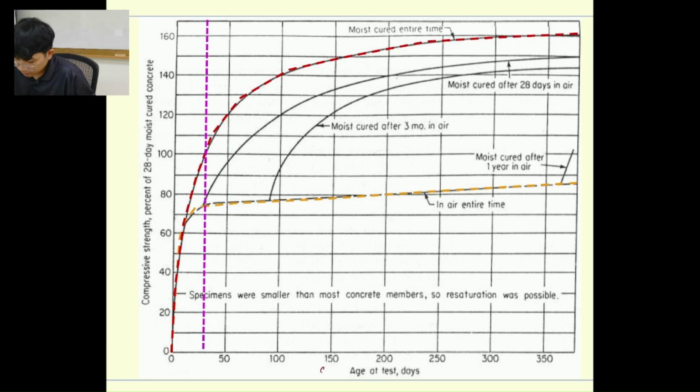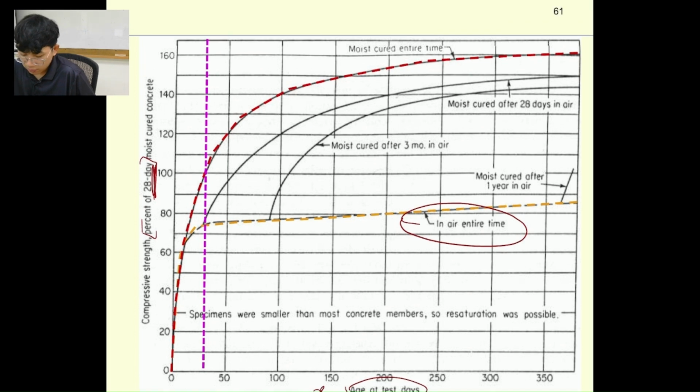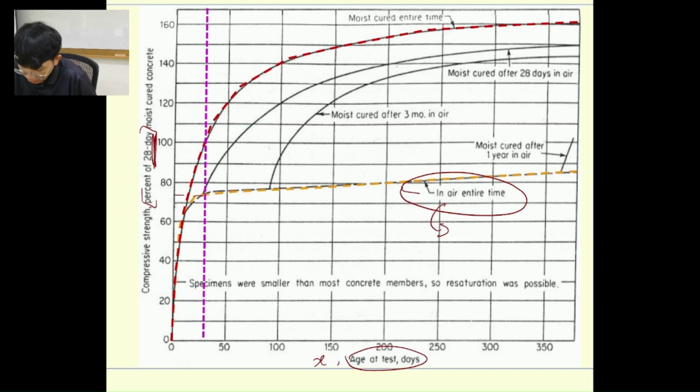On the x-axis, we have the age of testing, and on the y-axis, we have the percentage of the 28-day strength development. For example, for the yellow dashed line over here, you can see that if we don't do any curing of our sample, the strength can only reach about 75% of your design.